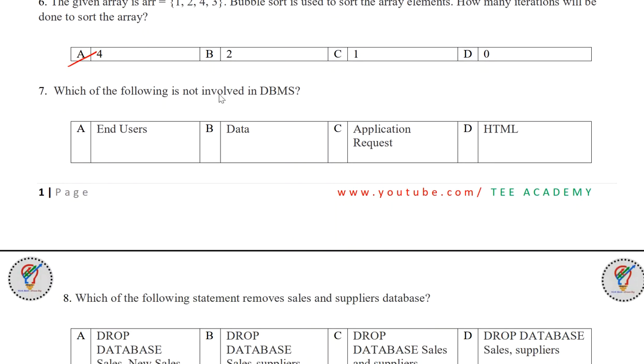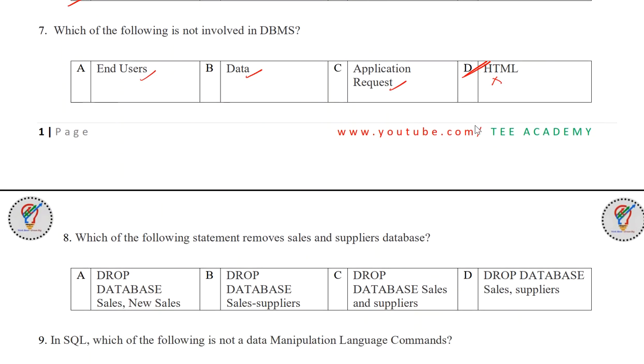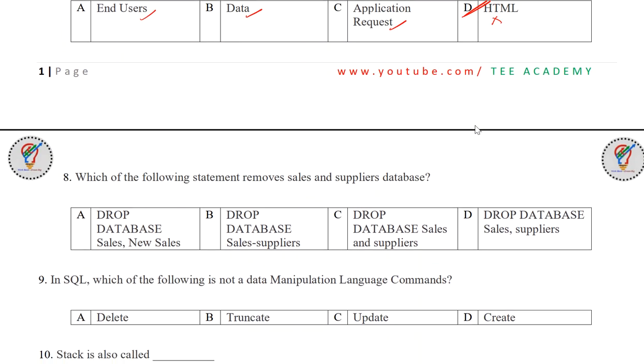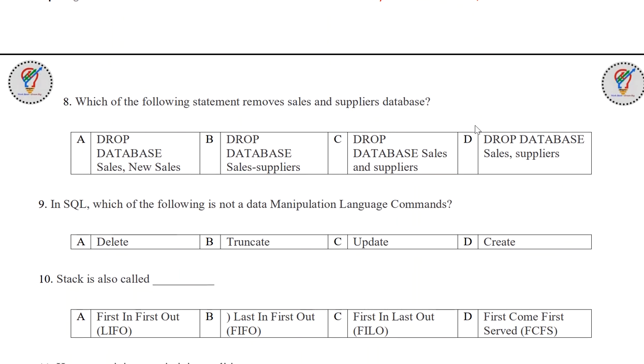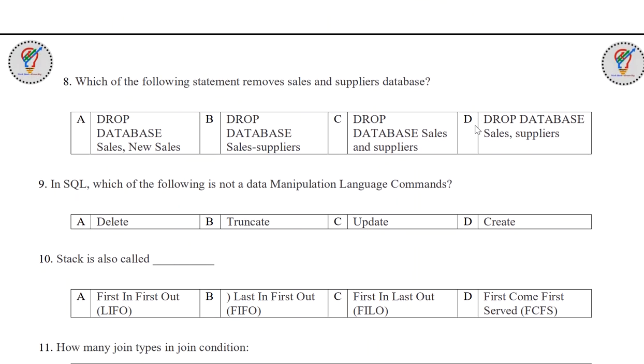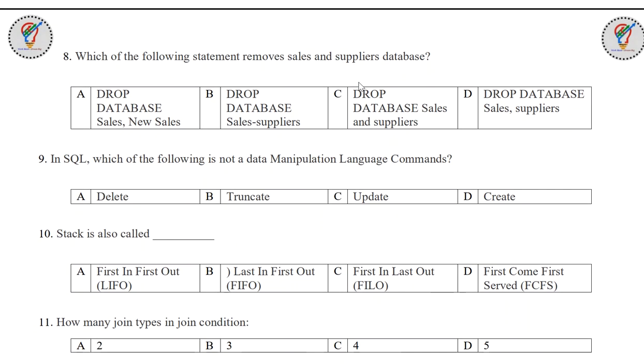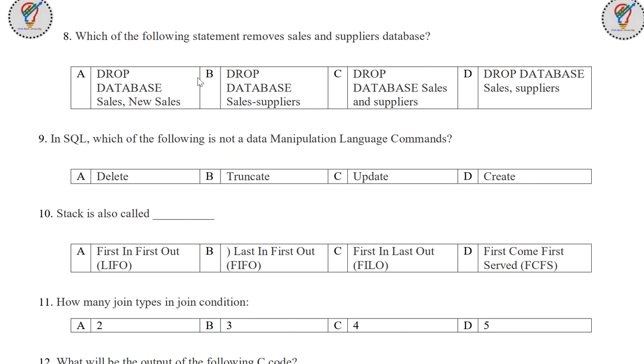Next one. Which of the following is not involved in DBMS? In a database management system, end users are involved, data is involved, and application requests are involved, but HTML is not involved. So the right option is D. Next one, that is the eighth question. Which of the following statements removes the sales and suppliers database? It is B, drop database sales suppliers.